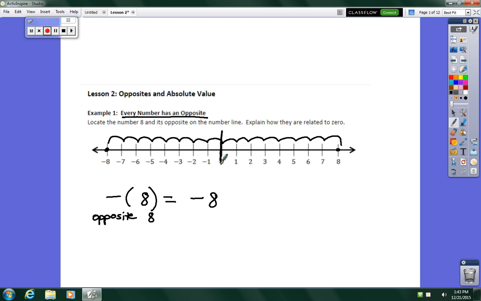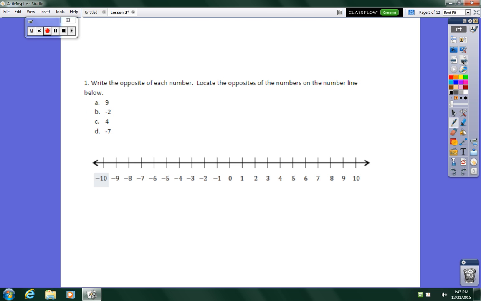Okay, so if we go on to the next example, we're going to write the opposite of each number. Locate the opposites of the number on the number line below. So I'm going to keep writing it the way that I did on the first one to make sure you're familiar. The opposite of positive 9. So positive 9 is right here. It is 9 units away from 0. So if we go 9 units away from 0 in the other direction, the opposite of positive 9 is negative 9.